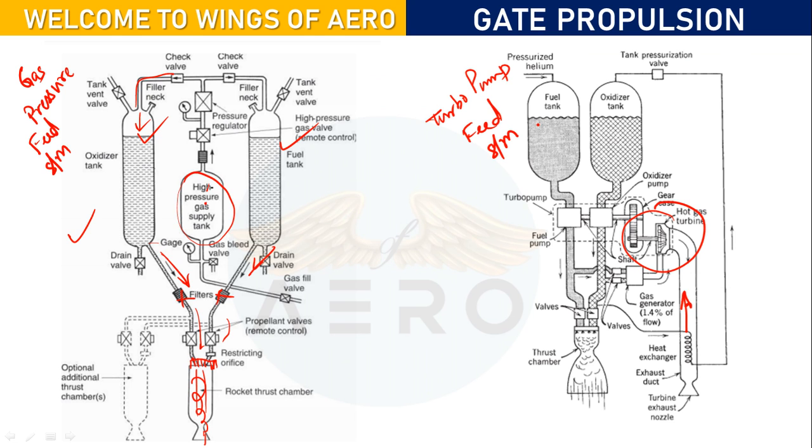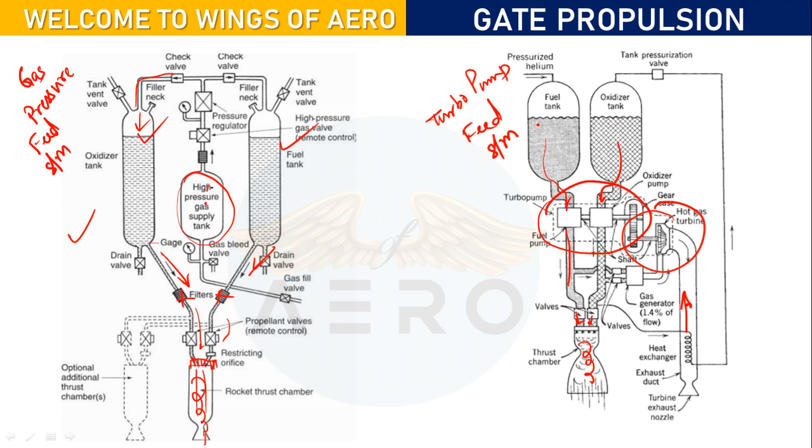So what happens, this turbine works under very high pressure and temperature, which is generated from the main combustor. Then it will speed up and rotate this pump. The pump will draw from both the fuel tank and the oxidizer tank, and bring it out over here, and the valve will open and it will expand.